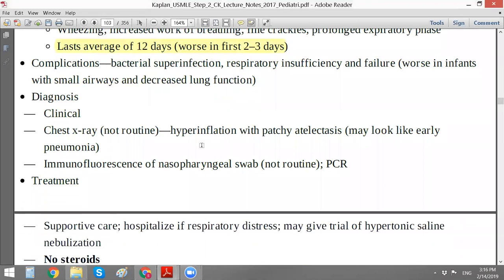Diagnosis is clinical. Chest X-ray is not routine. Hyperinflation with patchy atelectasis may look like early pneumonia. Immunofluorescence of nasopharyngeal swab, or PCR, is not routine.